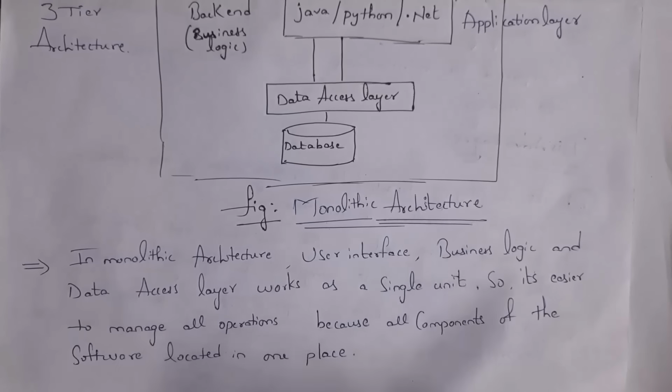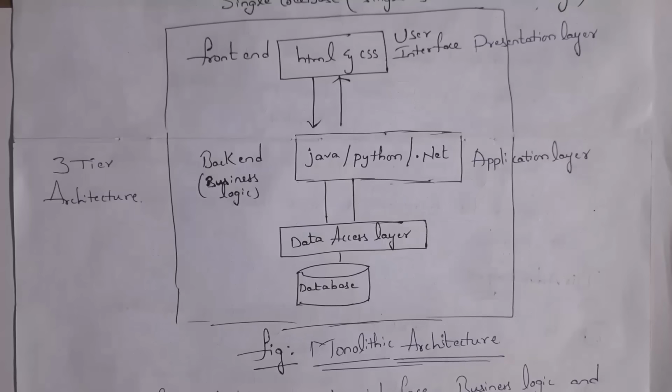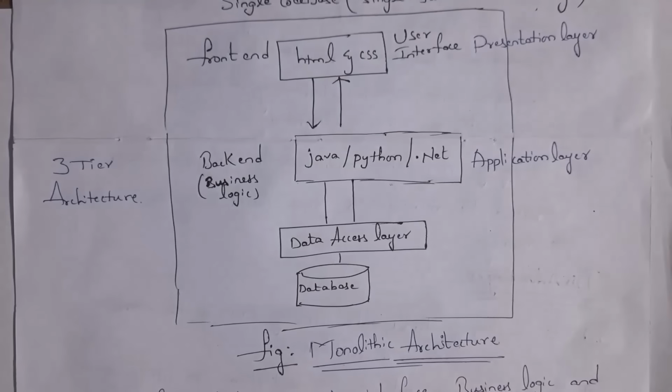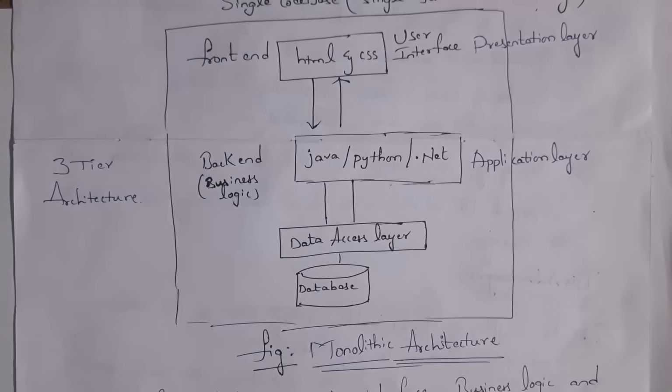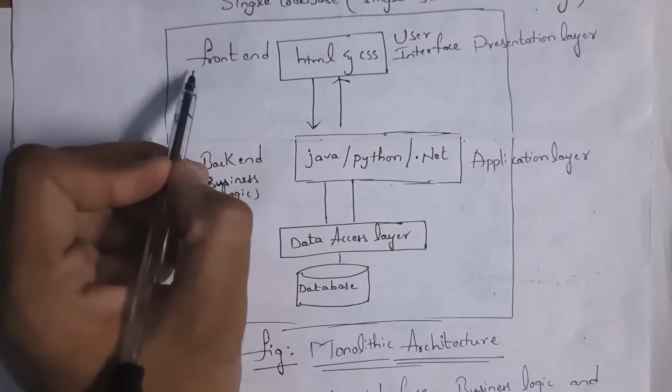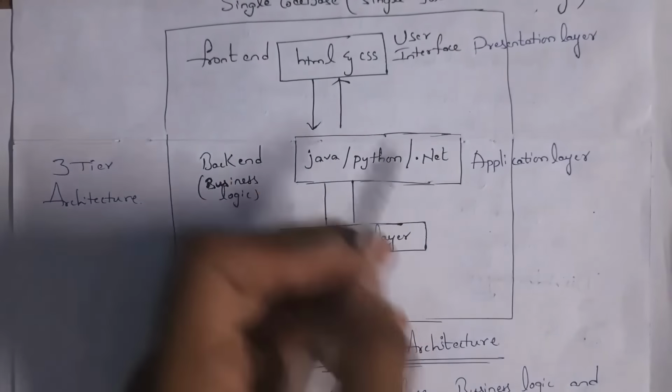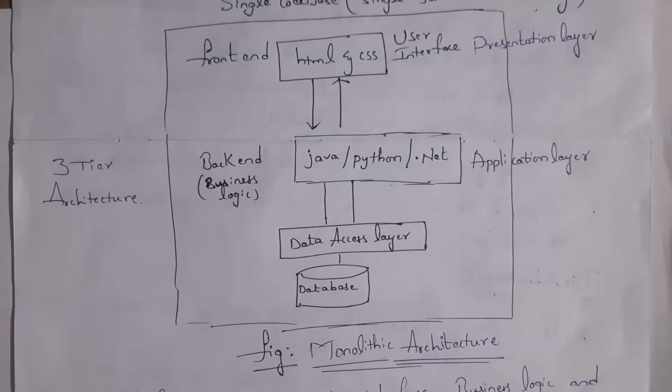So it is easier to manage all operations because all components of the software are located in one place. As all these three components are located in one place, we can easily perform various operations. For example, I want to get student results. So whenever I enter my roll number in the front end, automatically I can see my result. So we can easily manage various operations.